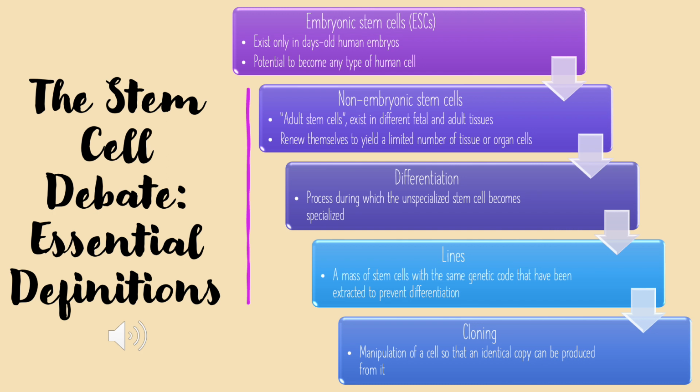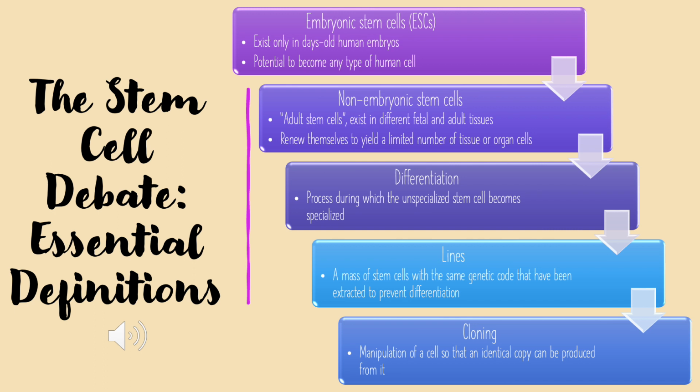So, embryonic stem cells exist only in days-old human embryos. So, embryos very, very briefly after fertilization. And the thing that people want for research with embryonic stem cells is they have the potential to become any type of human cell. And I briefly mentioned that on the prior slide. Non-embryonic stem cells, or what are called adult stem cells, exist in fetal and adult tissue. So when you hear adult stem cell, that doesn't necessarily just mean adults like you and I. It means any fetus that is developed beyond a few days.